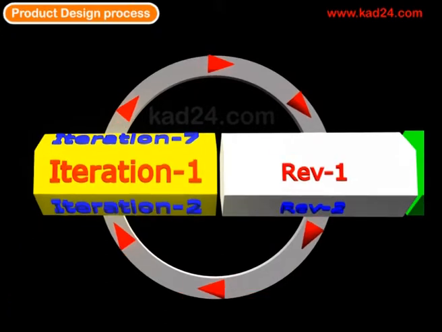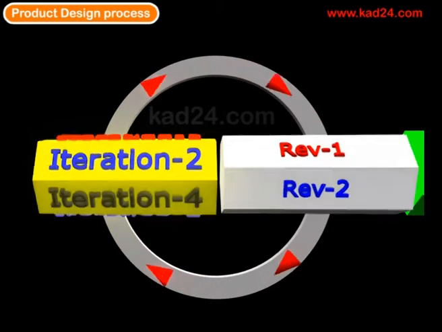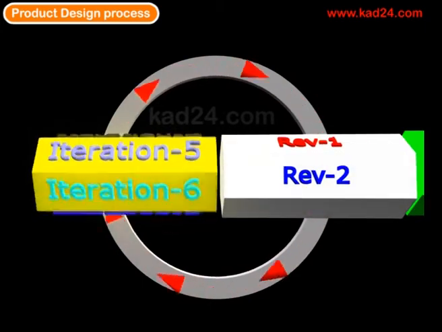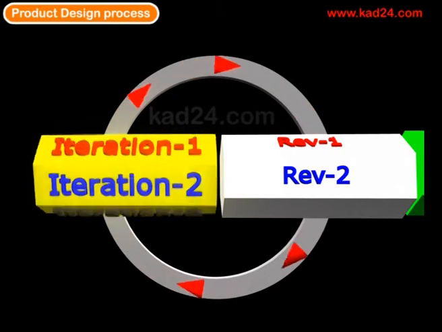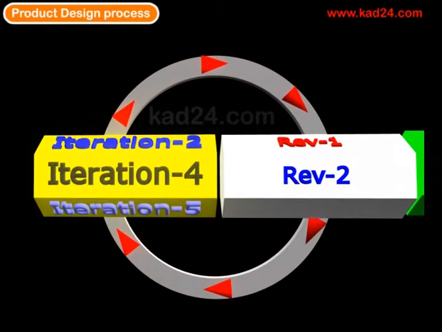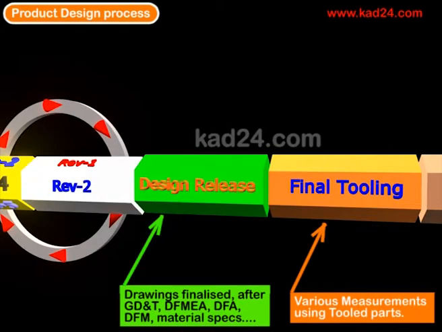So let's say the revision 1 of the prototype yielded certain results, and now we have frozen on the iteration 4 of the design, which is corresponding to revision 2 of the prototype level, and that prototype has been tested and the test results are in our hands. With this strict control on revision level, we go to the next stage of the design process, which is design release. And design release has several steps.